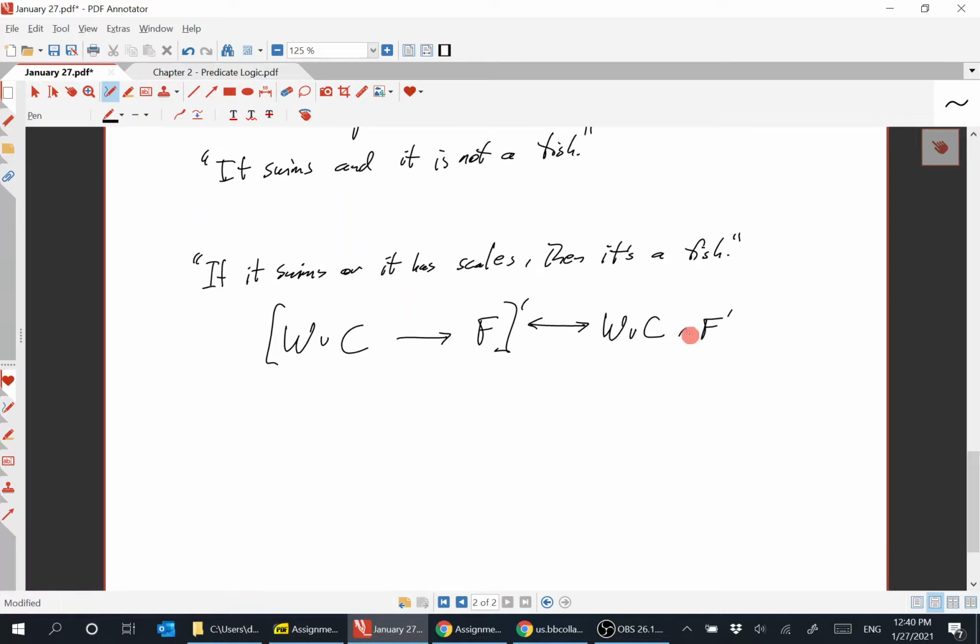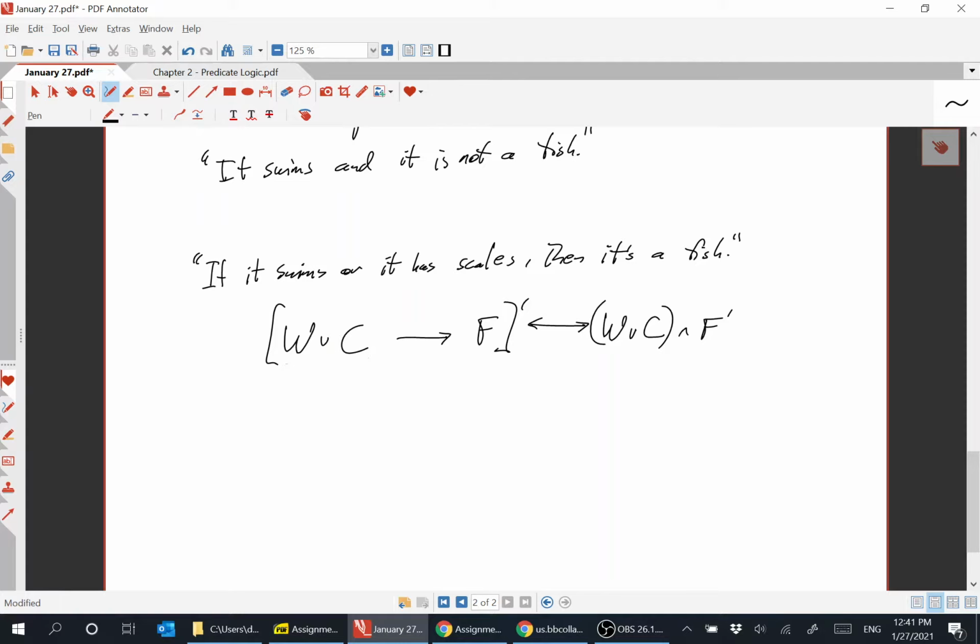Now, of course, I need to do what here? I can't write W or C and F naught. That's ambiguous. I need to group it properly. Oh, right. Parentheses. Where? Around W or C. Right. Like here you don't need it because implication has lower precedence than disjunction. But when you change this to conjunction, disjunction no longer has precedence. So since it was first here, it's got to be first here.